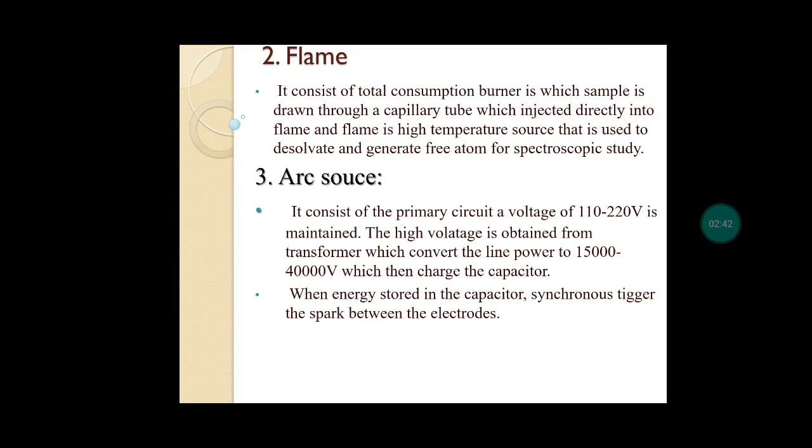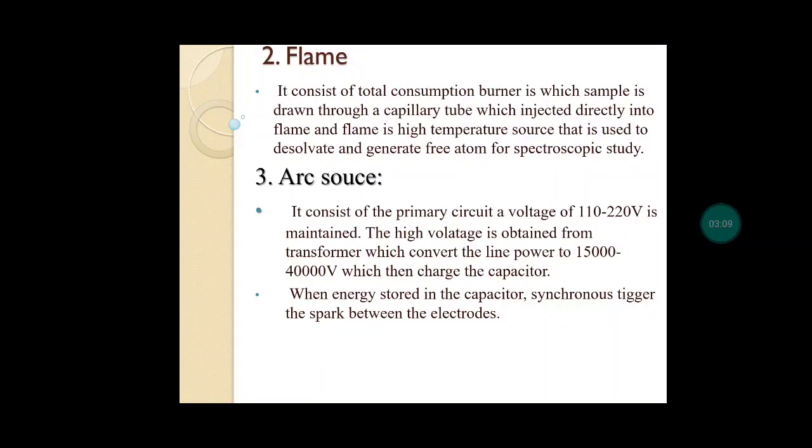Okay, then second is the flame. The flame source consists of a total consumption burner, in which the sample is drawn through a capillary tube and injected directly into the flame. The flame is a high temperature source that is used to dissolve the sample and generate free atoms for spectroscopic studies. Third is the arc source.